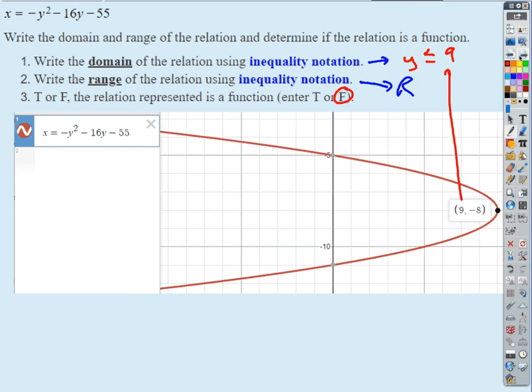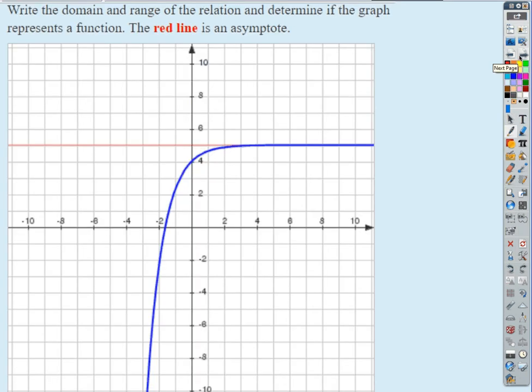Okay, last one. This is kind of a good one to end on. This is interesting. Did I tell you about this earlier? I don't think I did. Okay, so write the domain and range of the relation to determine if the graph represents a function. It says the red line is an asymptote. Okay, well, asymptote is a really important word in math.